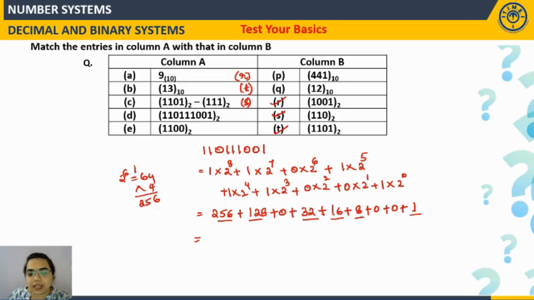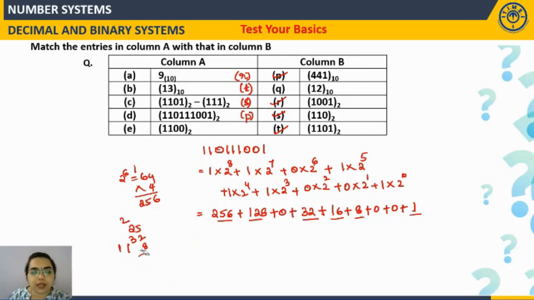8 plus 1 is 9. 9 plus 16 is 25. 25 plus 32 plus 128 plus 256. 5 plus 2 is 7. 7 plus 8 is 15. 15 plus 6 is 21. 2 plus 2 is 4. 4 plus 3 is 7. 7 plus 2 is 9. 9 plus 5 is 14. 1 plus 1 is 2. 2 plus 2 is 4. Yes, so 441 is the answer. 441 to the base 10. Yes, so you can see it is present in the option P.